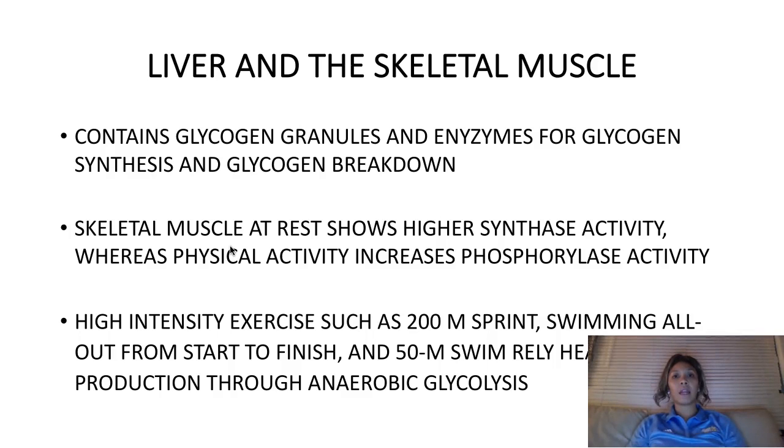So when we have anaerobic activity without oxygen, such as 200-meter sprints, an all-out 50-meter swim, or finishing the end of a high-intensity exercise that lasts about 90 seconds, we rely heavily on anaerobic glycolysis to produce ATP. Anaerobic glycolysis, again, does not use oxygen, and it's harder for us to get energy when we don't have oxygen.